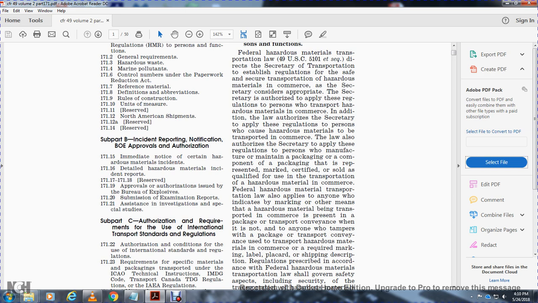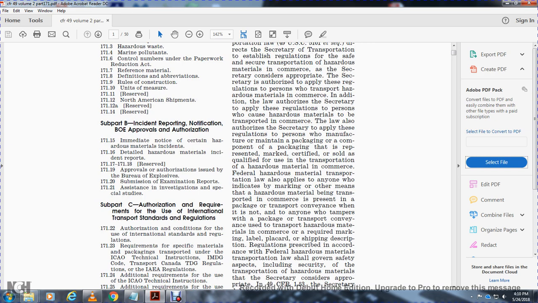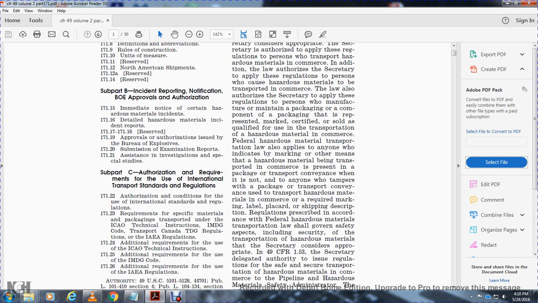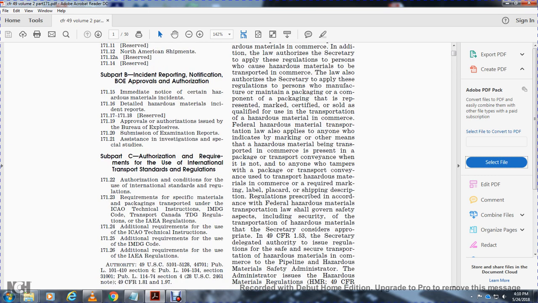A person who offers hazardous material for transportation in commerce must provide the required marking, labels, placards, and shipping descriptions. Regulations prescribed in accordance with federal hazardous material transportation law govern the safety aspects, including security, of the transportation of hazardous material that the Secretary considers appropriate. Under Title 49 CFR 1.53, the Secretary delegated authority to issue regulations for the safe and secure transportation of hazardous material in commerce to the Pipeline and Hazardous Materials Safety Administration.